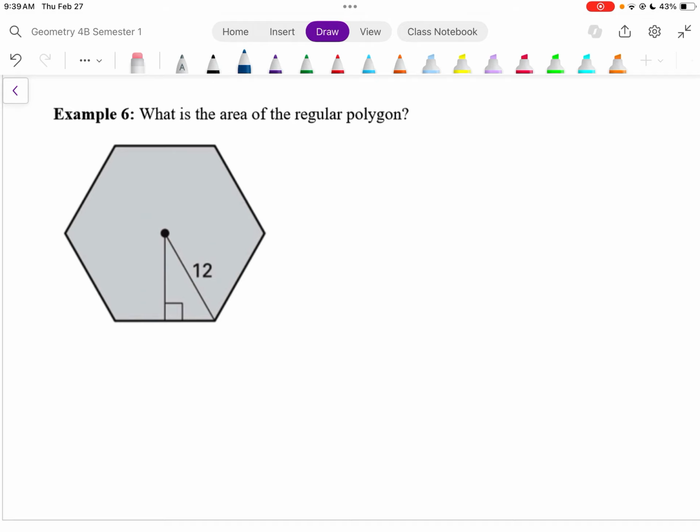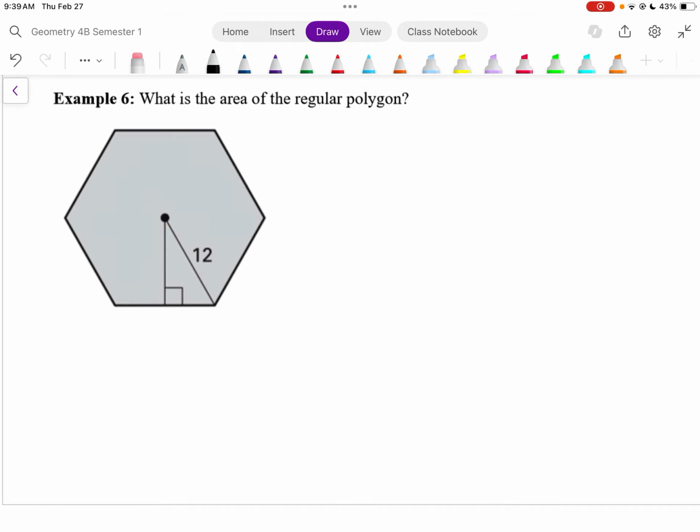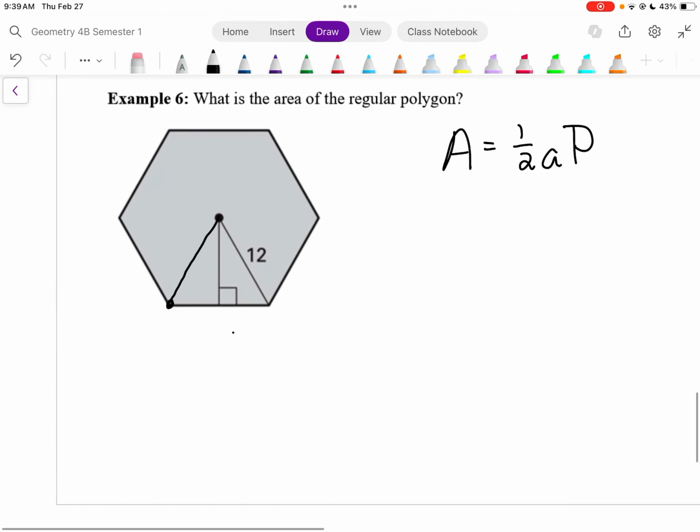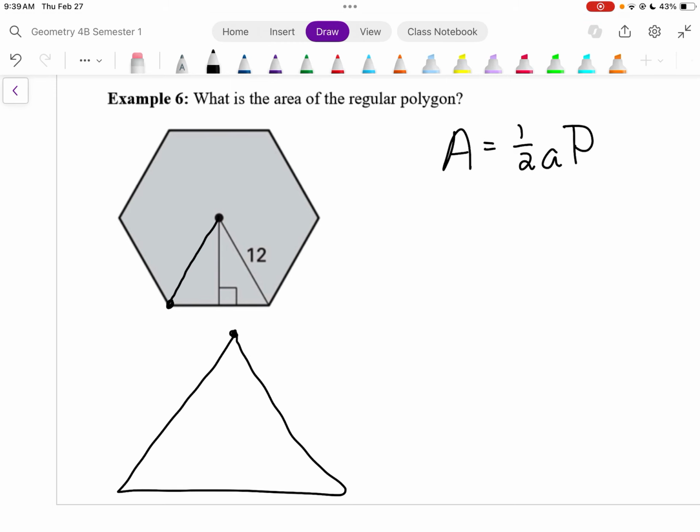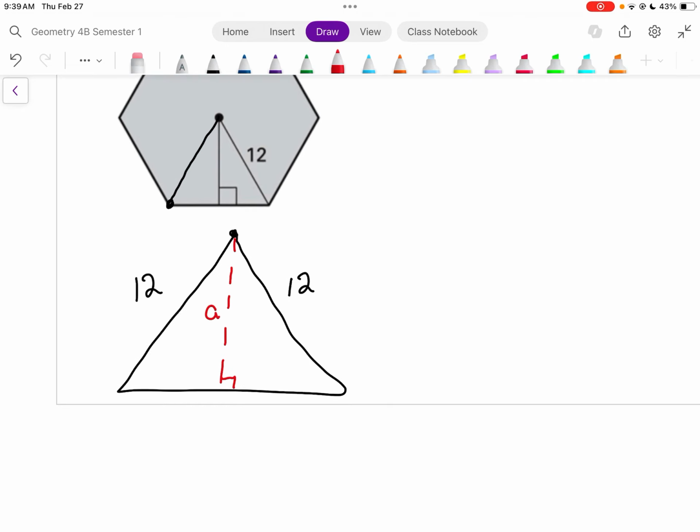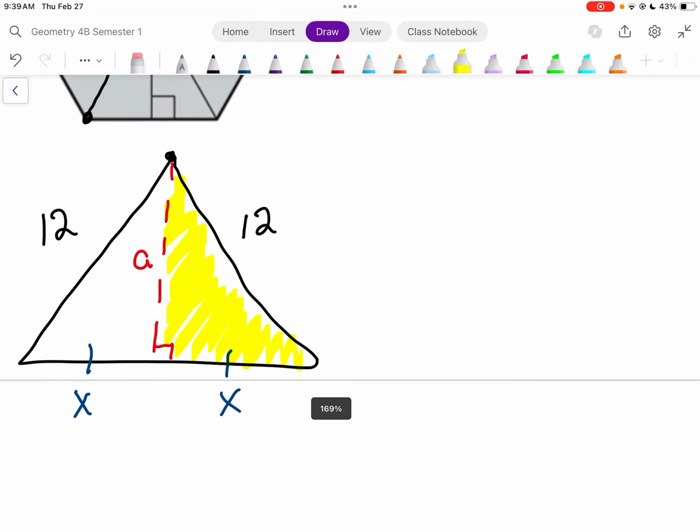All right, example 6. What is the area of the regular polygon? For your area formula of a regular polygon, it's 1/2 apothem times perimeter. They don't give us any of that information in this, so we're going to start solving for this triangle. I'm going to draw my triangle separate on the bottom. I know the radius is 12. Once I draw my apothem in there, it cuts the side of our regular polygon in half. So each of these is congruent, and I'm going to label both of them X's. We're going to work with just the right triangle, the one on the right side.